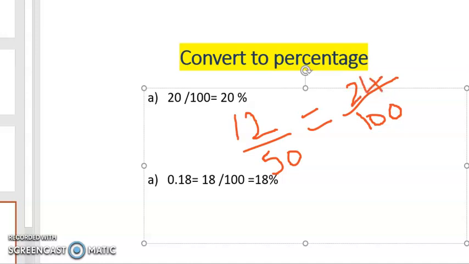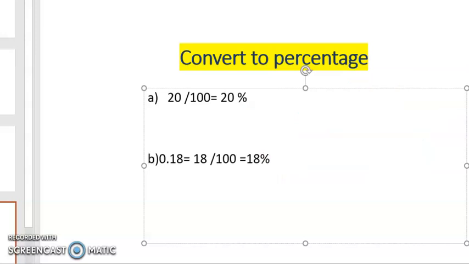Percentage is 24%. Why? When the denominator is 100, the numerator is the value, 24%. Okay, this is how it works. So this is one of the techniques that you can use to find percentage. Convert if possible the denominator into 100, and then you can just write the numerator and the percentage symbol. That will be your percentage.